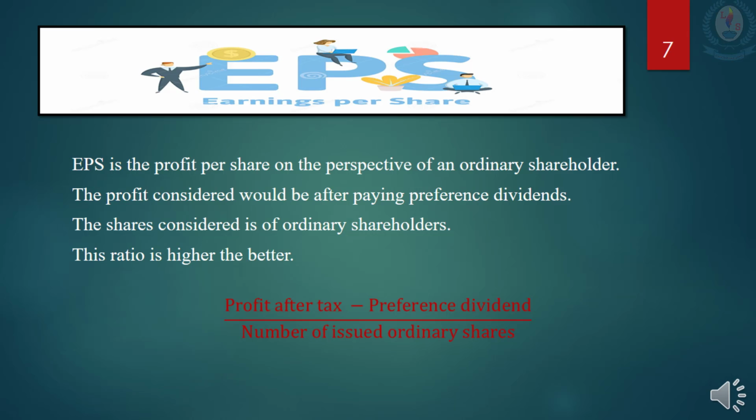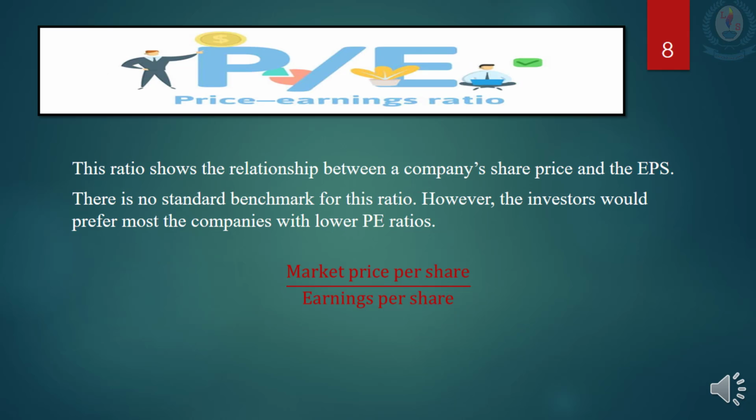Earnings per share. Earnings per share is the profit earned by a share. This is from the shareholder's perspective. Earnings per share would be calculated for the ordinary shareholders. So we need to deduct the preference dividends from the profit and then consider for the calculation. The number of shares considered would also be the same way. Only the number of ordinary shares will be considered. The earnings per share could be calculated when we divide the profit after tax minus preference dividend by the number of issued ordinary shares.